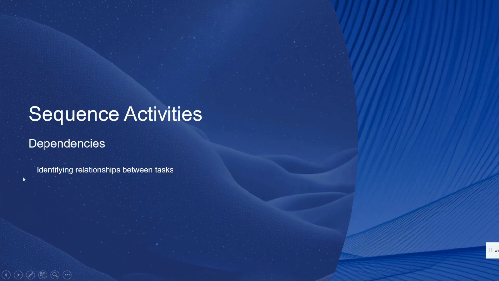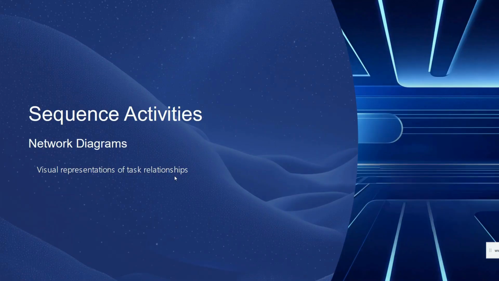So here we will define the dependencies. You can see here, identifying the relationship between the tasks. Dependencies means identifying finish to start, start to start, finish to finish, and start to finish relationships of the tasks in our project.